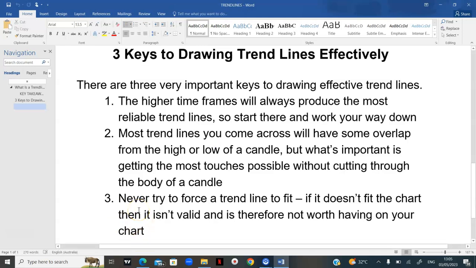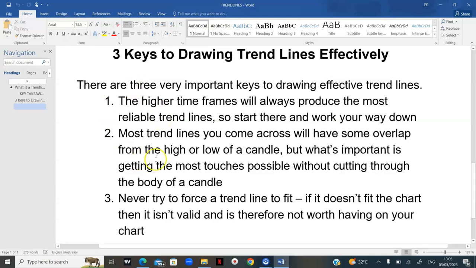If you don't understand what higher time frame is and stuff like this, there's a video I made about how to use candlesticks, and I explained all these time frames in that video. Find a link in the description box below to watch that particular video. So now, note that the best thing is to draw your trend lines on a higher time frame.